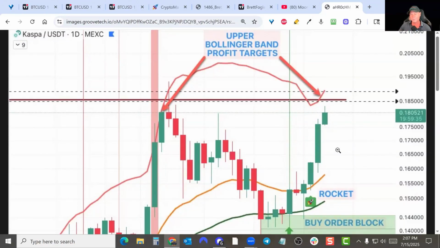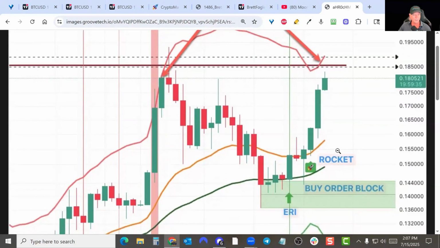And they work on 1 hour, 4 hour, daily. And that's kind of neat, especially when you get an ERI, a buy block, and then a rocket. Then you know it's go time.